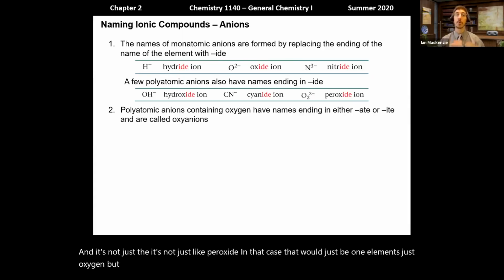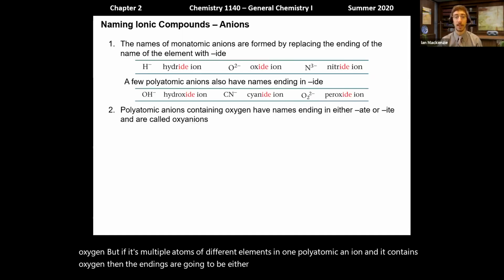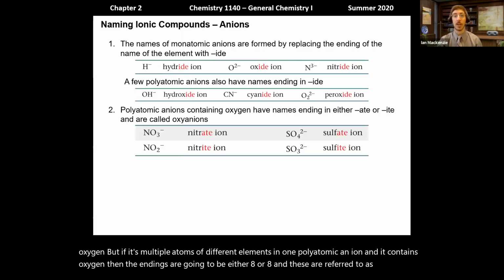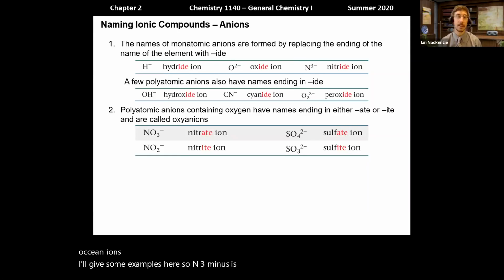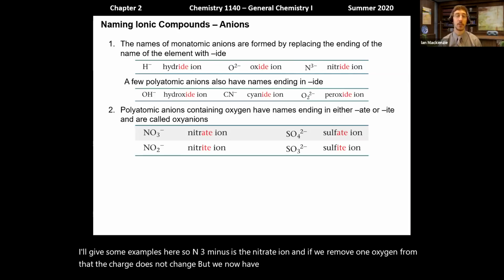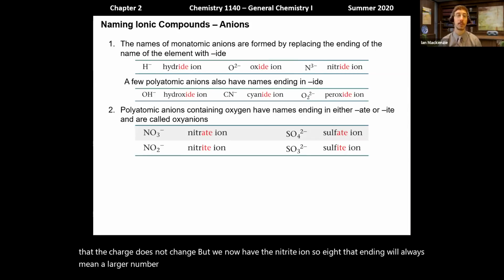But if it's multiple atoms of different elements in one polyatomic anion, and it contains oxygen, then the endings are going to be either ate or ite, and these are referred to as oxyanions. I'll give some examples here. So NO3- is the nitrate ion. And if we remove one oxygen from that, the charge does not change, but we now have the nitrite ion. So the ate ending will always mean a larger number of oxygen atoms. The ite ending is always one less oxygen atom from the ate ending.